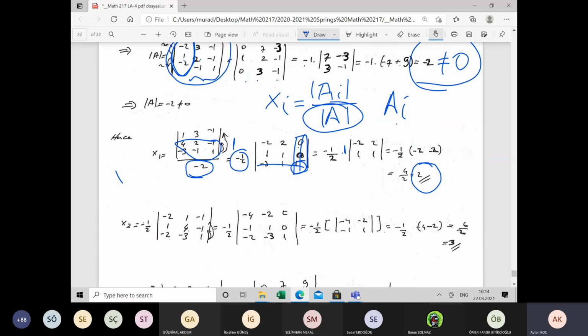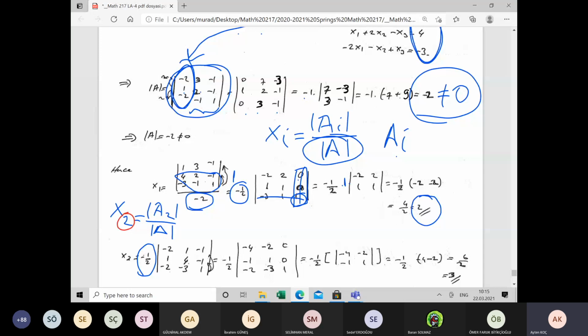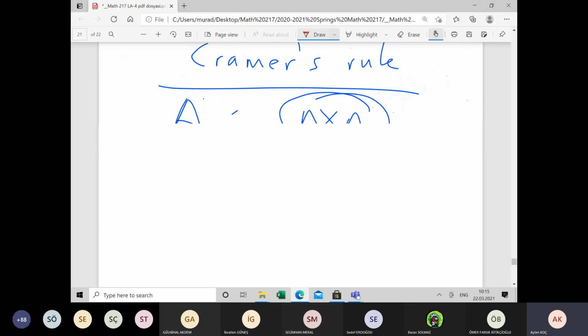Now we get the x2. What is the x2? x2 is determinant of A sub 2 over determinant of A, which is determinant of A sub 2 times minus 1 over 2. A sub 2 means take the xi, x, and use a different color will be better. Sorry. xi sub index means look at the coefficient matrix. This one is the coefficient matrix here. Take the second column because x2. Second column will be right hand side.